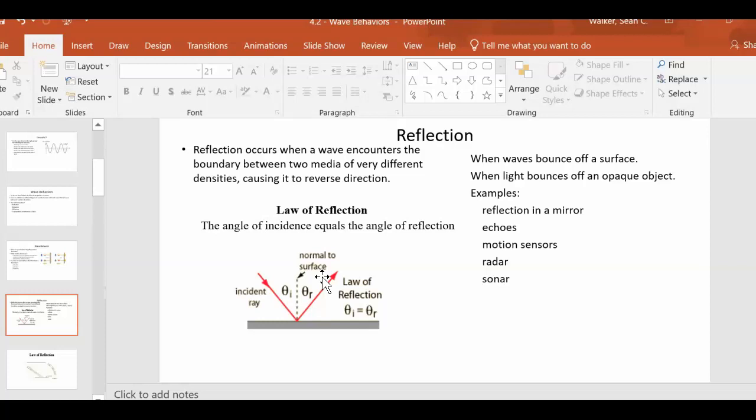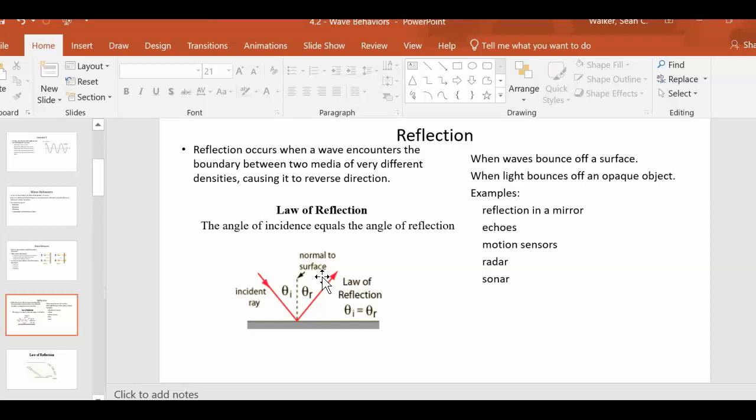Okay, and so there's lots of different examples where you would see reflection in your daily life. Like when you look in a mirror, obviously, that's a reflection, right? Whether it's like your bathroom mirror, or like a handheld mirror. Echoes, if you've ever yelled into a canyon, and you hear your voice come back, that is an example of reflection because the sound wave from your voice travels, it hits the wall of the canyon, and it bounces back, and then you can hear that echo.